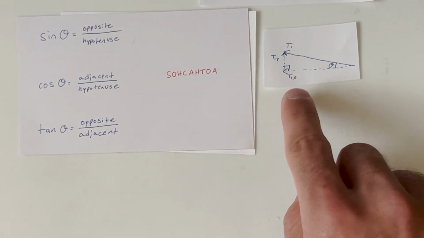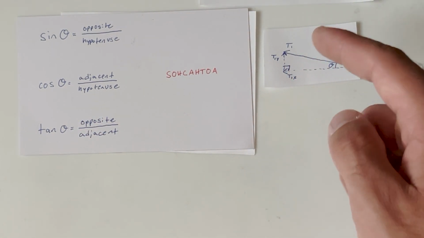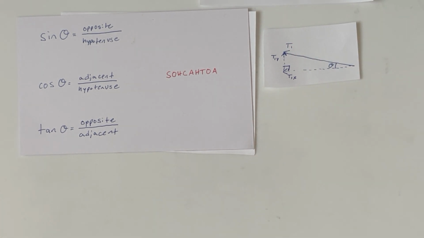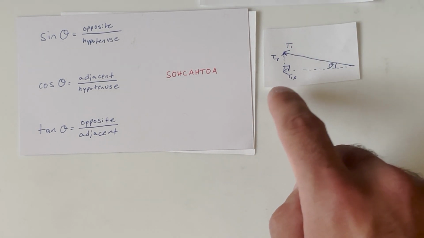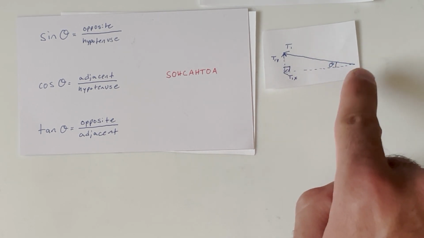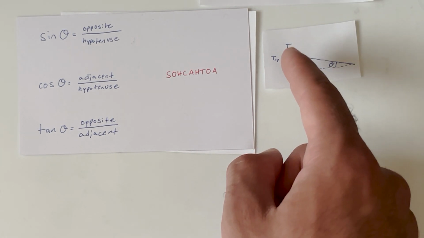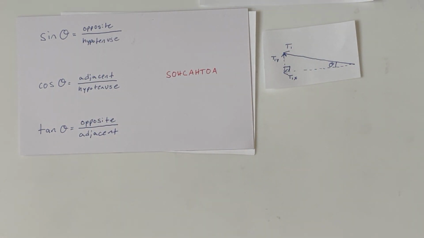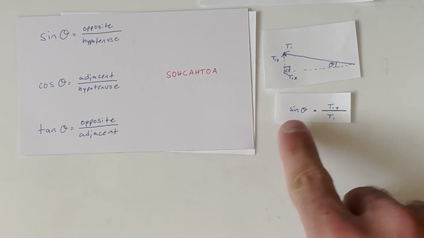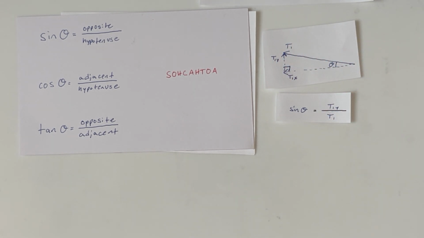We're going to try to figure out what tension 1x is and tension 1y is in relation to tension 1, because we're solving for tension 1. So let's start with tension 1 in the y direction. This is opposite of the theta. So if it's opposite, we're going to use sine, because we know tension 1 and tension 1y. So we're going to use sine of theta is equal to opposite, which is tension 1y, over hypotenuse, tension 1.